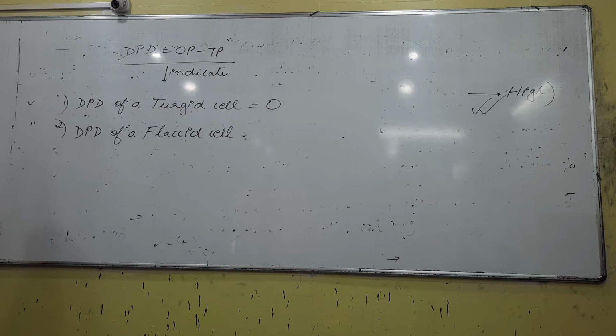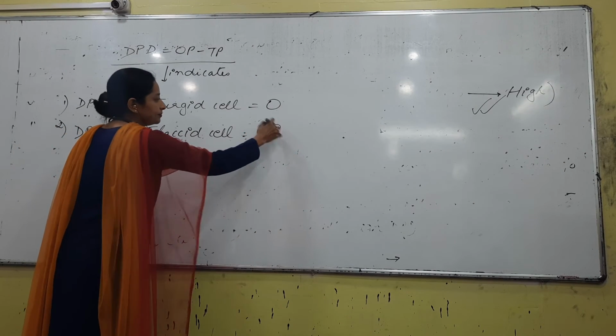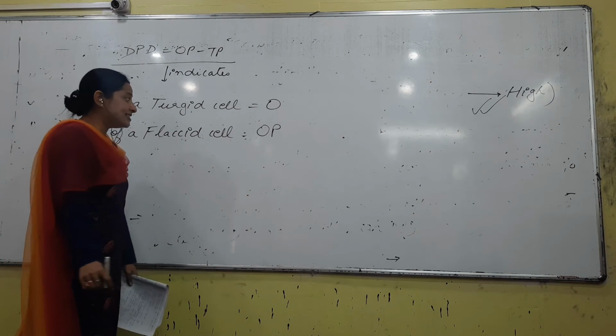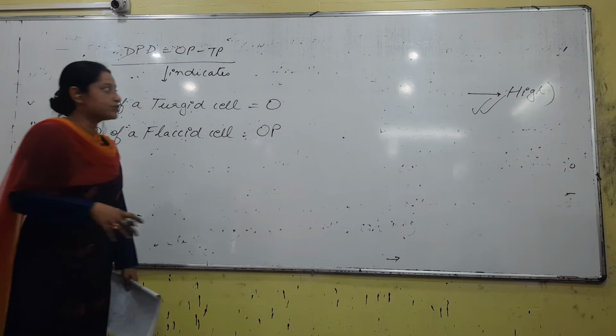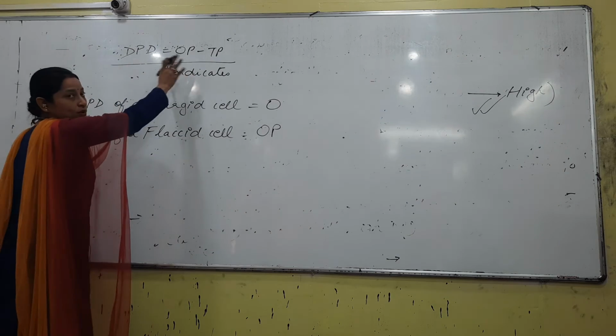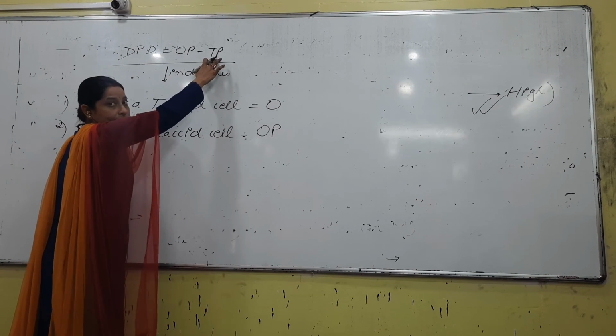DPD of a flaccid cell, again by that same concept, whether the cell will take water or not depends on what? The solute content. What is the solute content? So DPD of a flaccid cell is equal to what? OP. It depends on the osmotic pressure. Since we are talking about this, DPD is equal to OP minus TP. In case of a flaccid cell, TP is equal to 0.